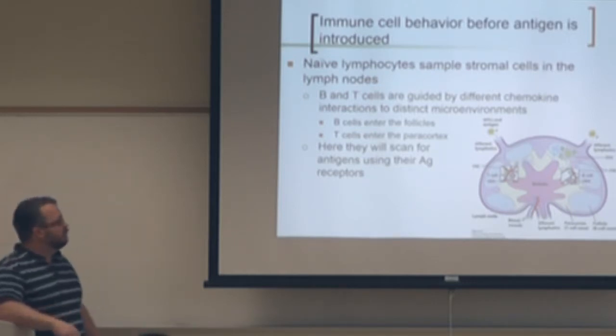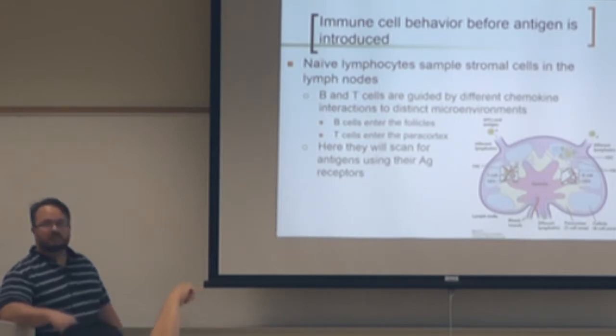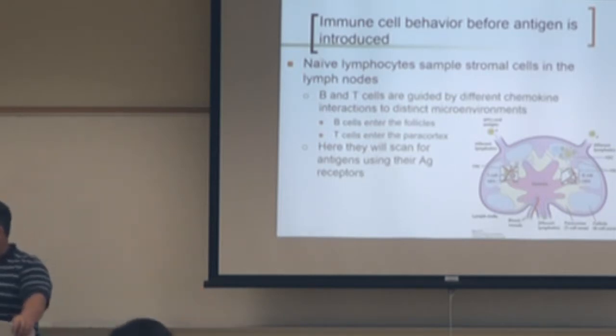When they come through the blood, which ones go through the HEV? They both go through an HEV. Both B cells and T cells go through HEVs.